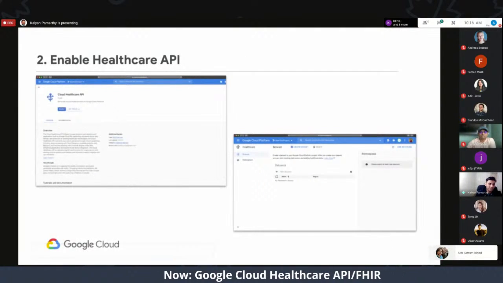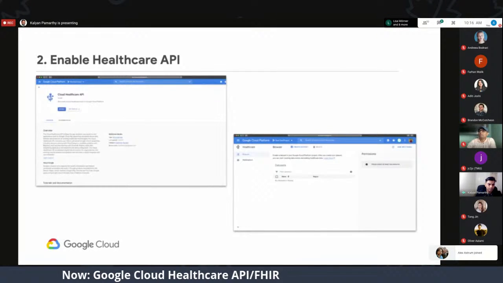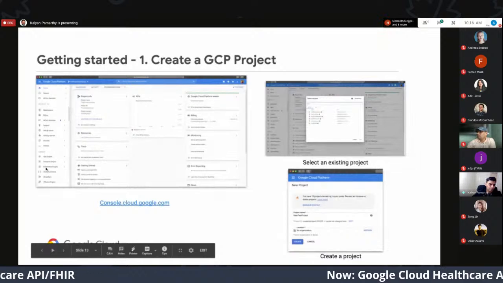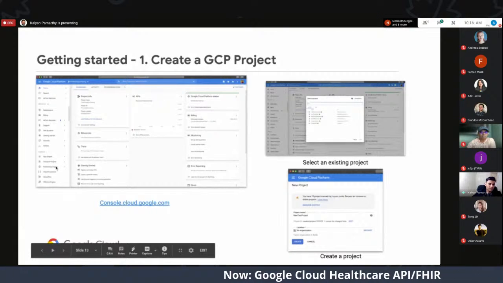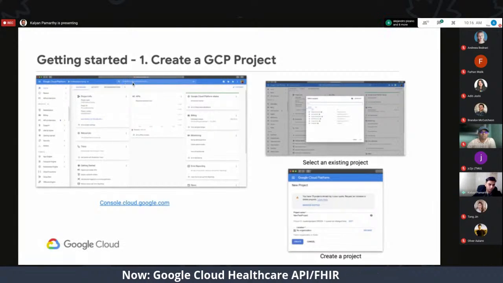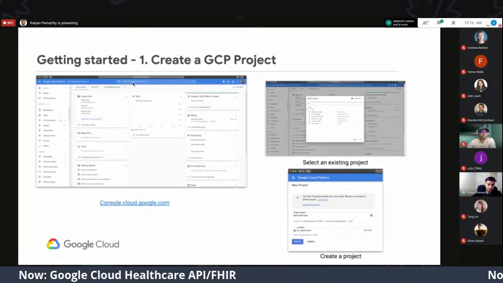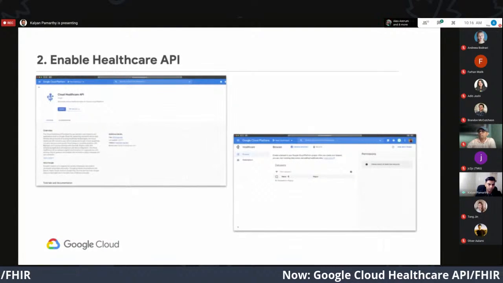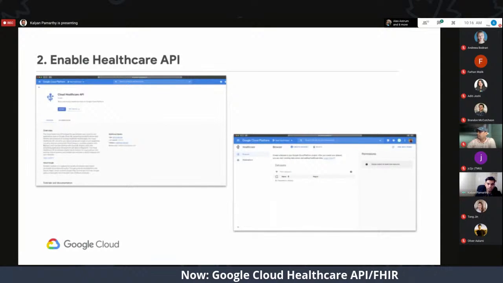And once you create a project, the next step is to enable the Cloud HealthKit API. You could find the Cloud HealthKit API from your navigation panel on the left here. If you scroll down, you see a section of healthcare. You could also just search for it in the search bar for HealthKit API or healthcare, and you will land on the Cloud HealthKit API page.